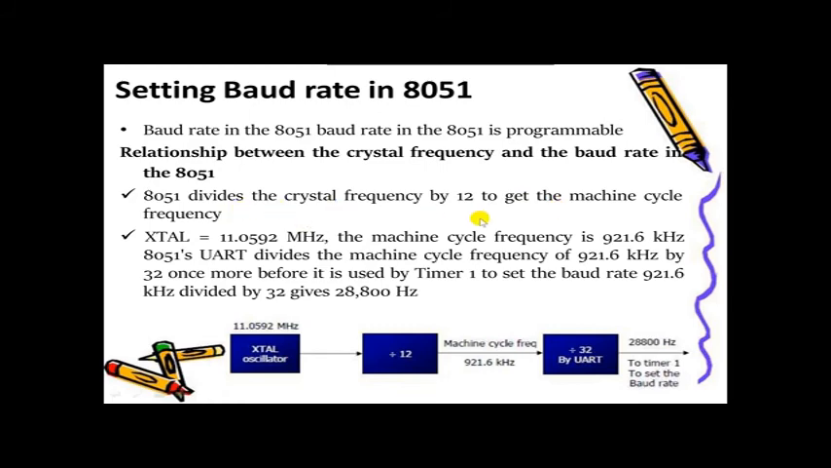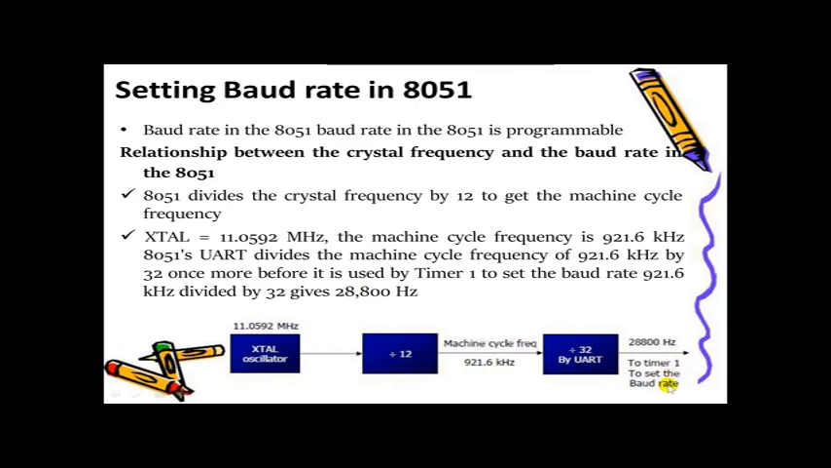We already discussed what is crystal frequency and what is the machine cycle in 8051, and we also know the crystal frequency of 8051 is 11.0592 megahertz. The machine cycle frequency is 921.6 kilohertz, which we get by dividing the 11.0592 megahertz crystal oscillator by 12. Again it is divided by 32 by the UART, so we get 28,800 hertz, which will be fed to timer 1 to set the baud rate.